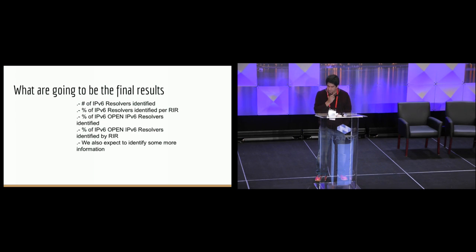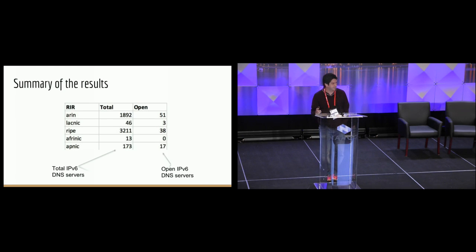I'm going to skip this slide since I'm going to show most of the results. OK, there is a summary. Maybe this slide is interesting. You can see by RIR the total of IPv6 DNS servers that we have identified. For LACNIC, let's talk only about the first line. We have identified almost 2,000 IPv6 DNS servers. We ran a simple query to all of them, and we were able to get 51 open resolvers. As all of you know, maybe this is not the expected behavior.